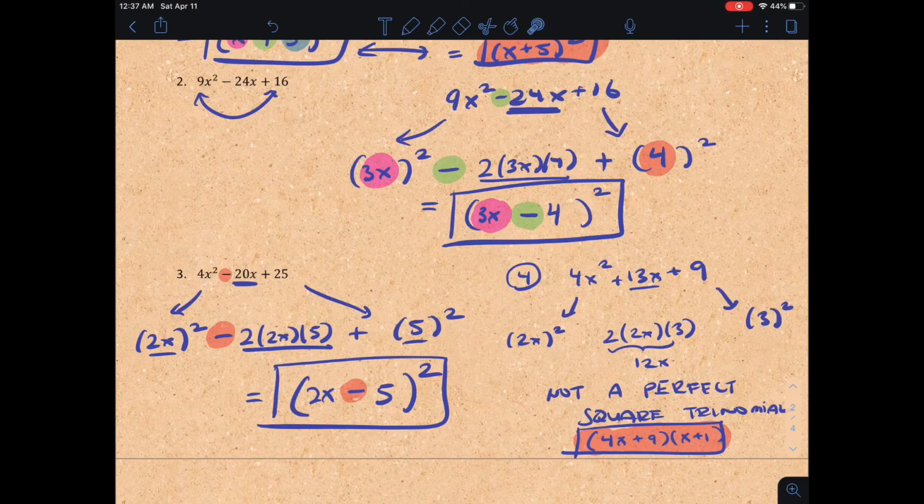The first term, 4x squared, you can write as something squared. The 9, you can write as something squared. But if you notice, you can't write this middle term, 13x, as 2 times the first term times the second term. And because of that, this is not a perfect square trinomial. So guys, watch out for that structure, okay? Make sure you be very careful.